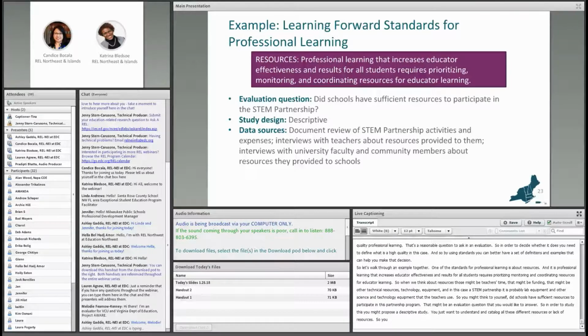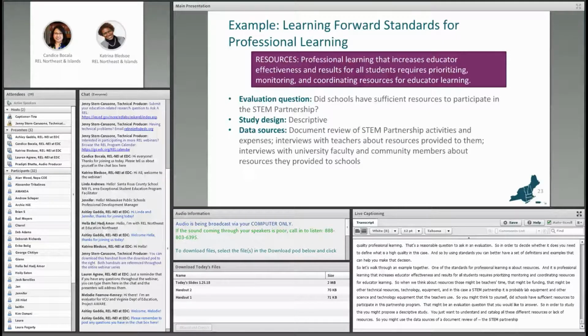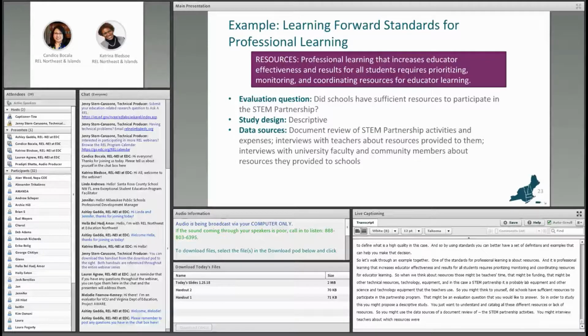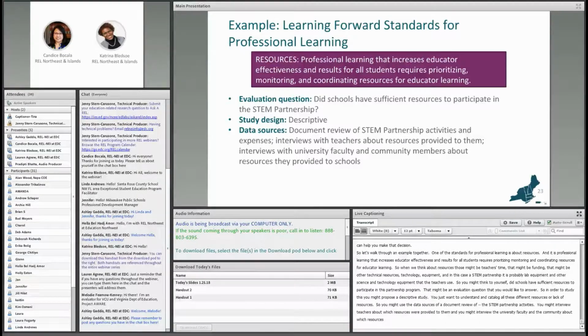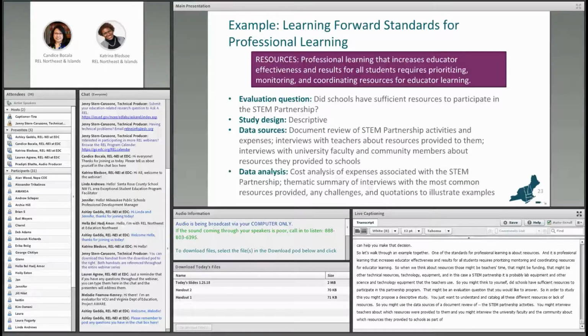So you might use the data sources of a document review of the STEM partnership activities. You might interview teachers about which resources were provided to them, and you might interview the university faculty and the community about which resources they provided to schools as part of this partnership. And in order to analyze the data, you might use a method like cost analysis, which is trying to understand the expenses associated with this partnership.